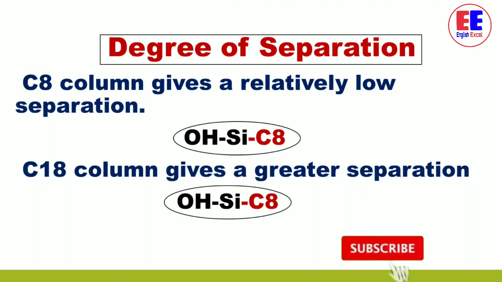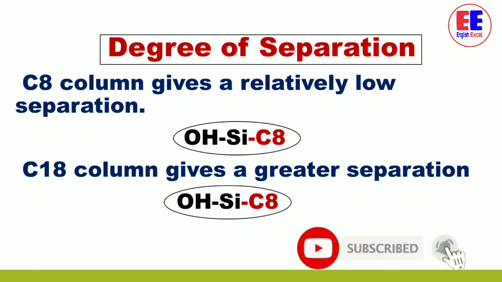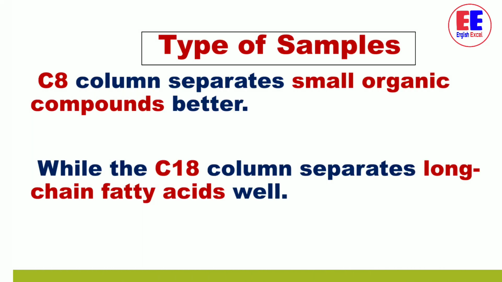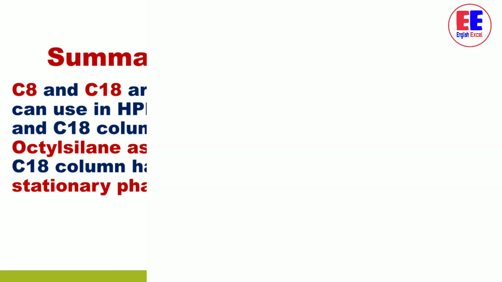Next is on the basis of degree of separation. C8 column gives a relatively low separation. On the other hand, C18 column gives a greater separation. And the last one is type of samples. C8 column separates small organic compounds better. On the other hand, the C18 column separates long chain fatty acids and oils.